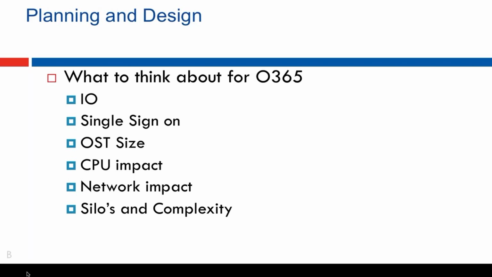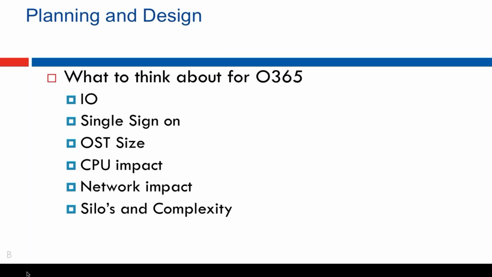Let's talk about the CPU impact. One of the reasons today we don't like cached Exchange or OSTs is because every time the user logs in, we either have to persist that data or rebuild it. If we persist that data, we've got issues there. If we rebuild it, that becomes a network and CPU impact on that environment.